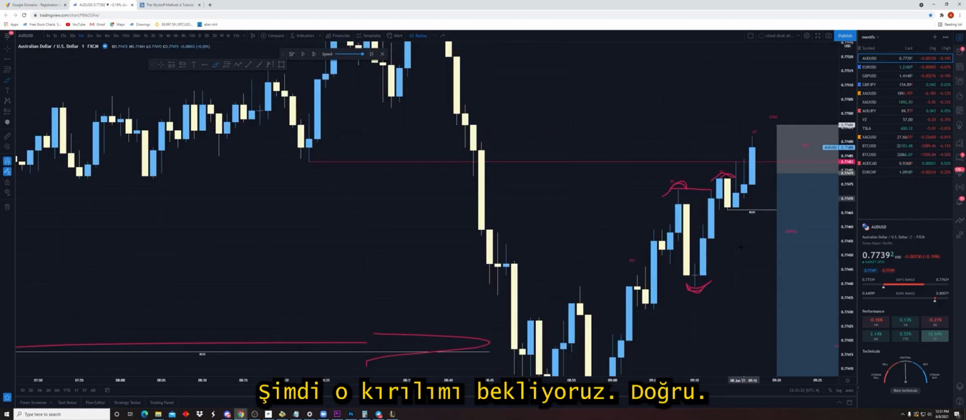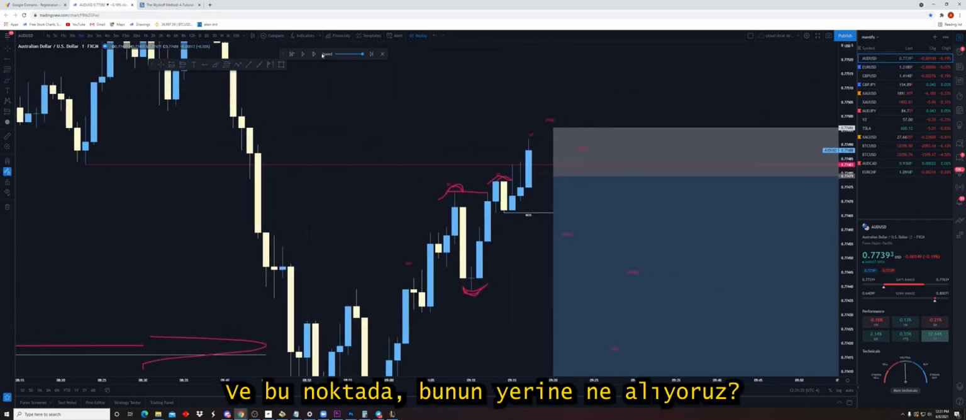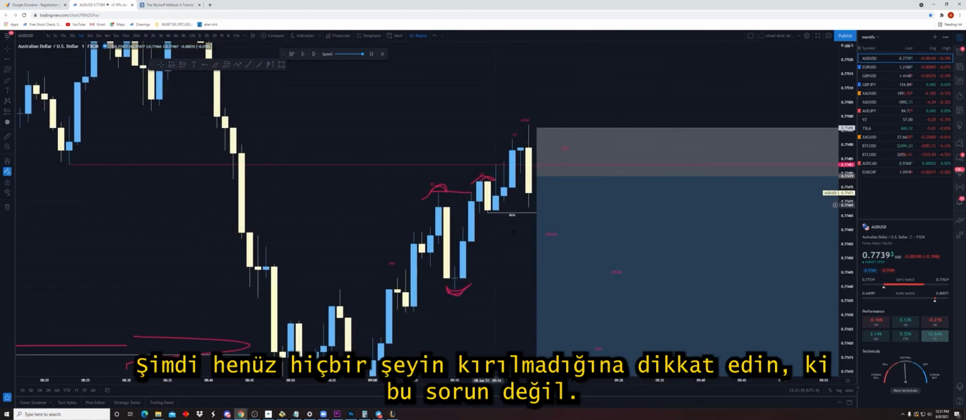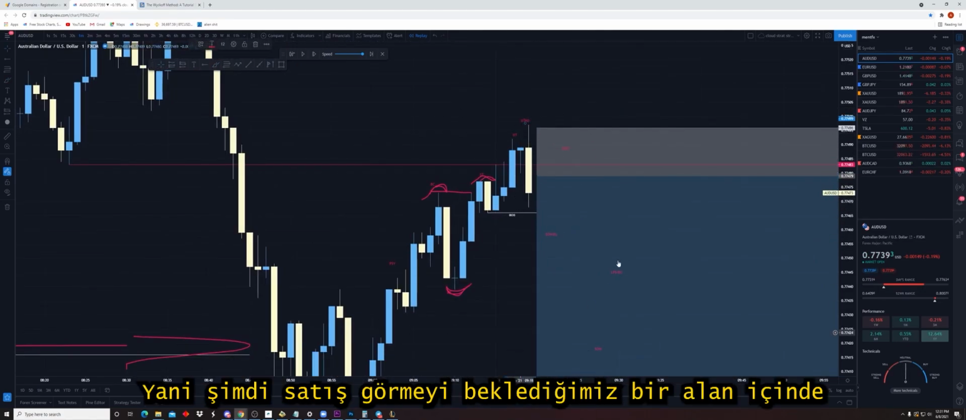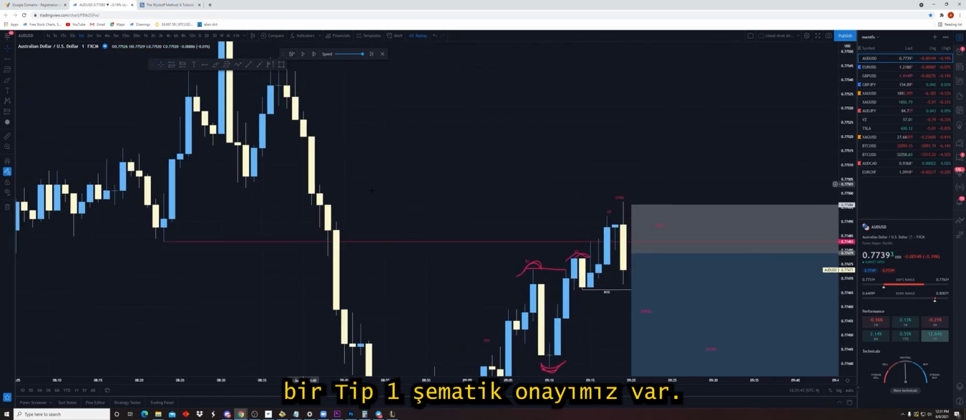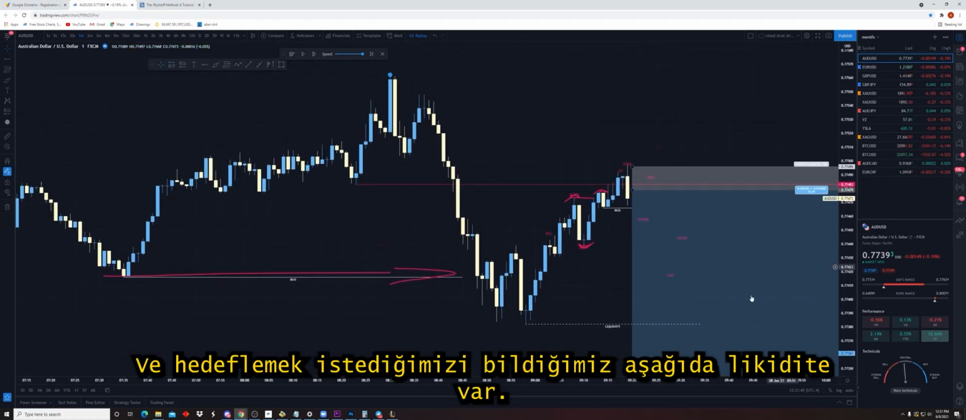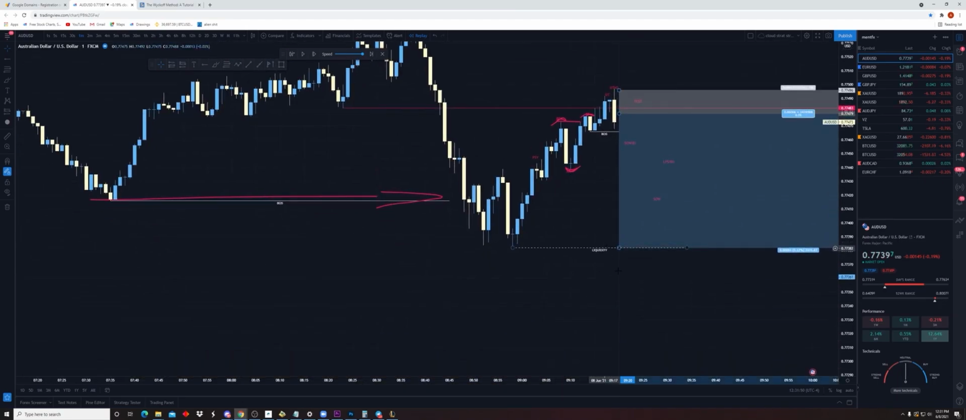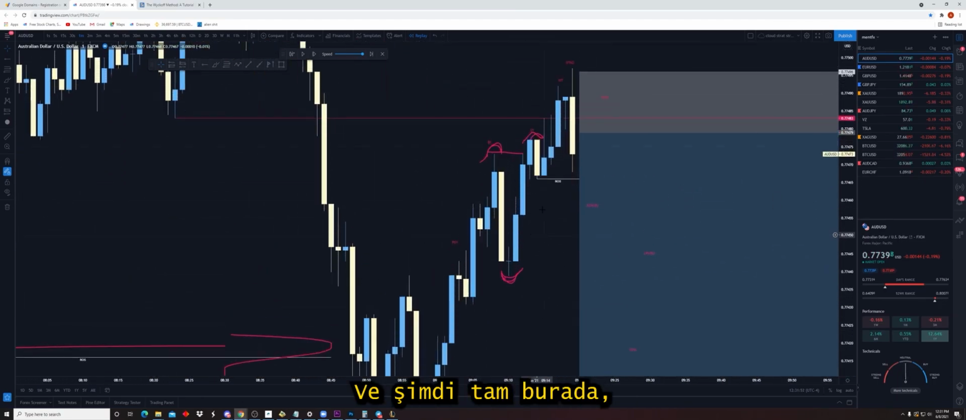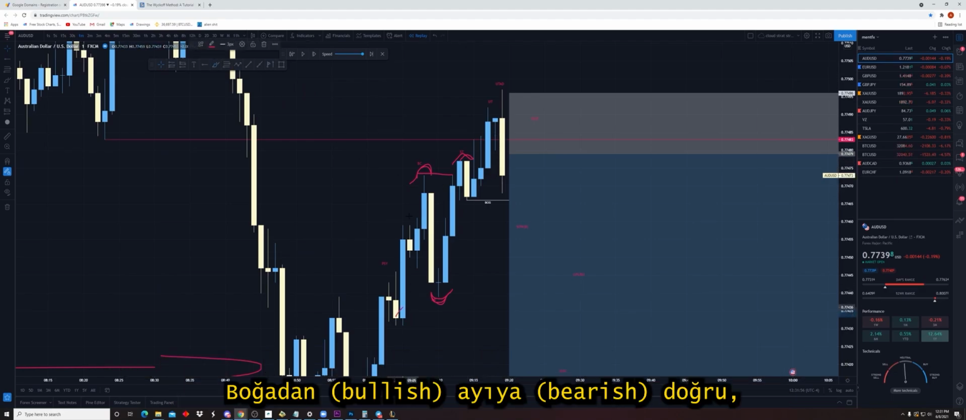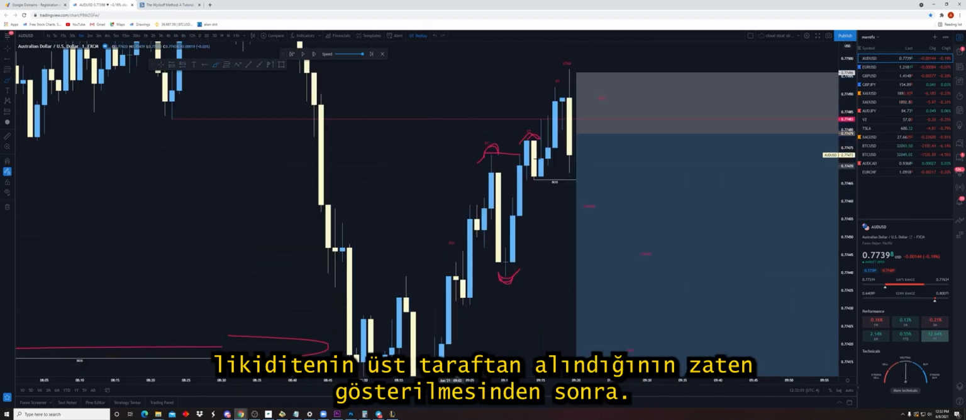So we're waiting for that break now, right? We're just watching it. And at this point, what do we get instead? Instead, we get a UTAD that makes a new high. Now notice how nothing was broken yet, which is fine. So now we have a type 1 schematic confirmation within an area we expected to see sells from, and we have liquidity below that we know we want to target. So this is kind of what we have. And now we're waiting for the break of structure right here to show us that there is at least some kind of shift from bullishness into bearishness after we've already shown that liquidity is being taken from the top side.